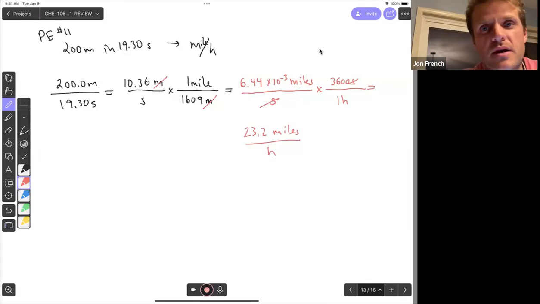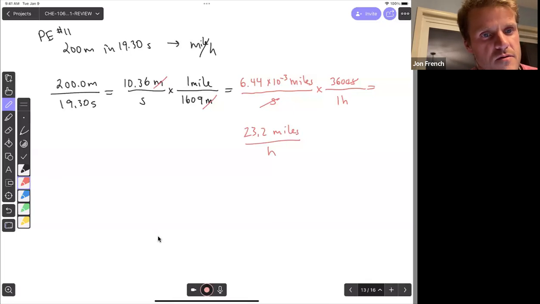So it's just dimensional analysis, looking at the units we have. We've got meters, we've got seconds. We want to convert that to units of miles per hour. So meters need to go to miles, and then seconds need to go to hours. All right, question 12 would be next.